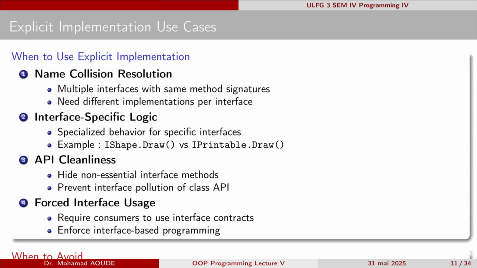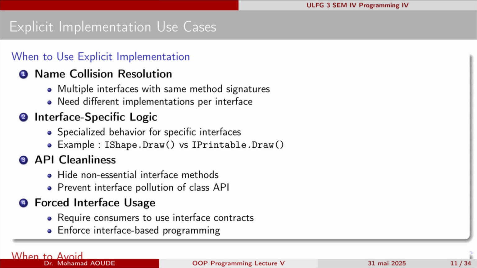So, when exactly should you opt for explicit implementation? Name collision resolution. This is the classic case, like our IShape and IShape2 both having Draw. Explicit implementation lets you provide separate logic for each. Interface-specific logic: you might have methods that are conceptually similar but need to behave differently depending on the interface's perspective. For example, IShape.Draw might draw to a screen, while an IPrintable, if it existed, might prepare data for a printer.